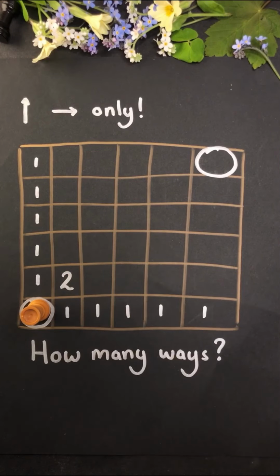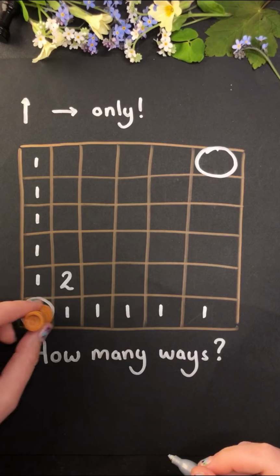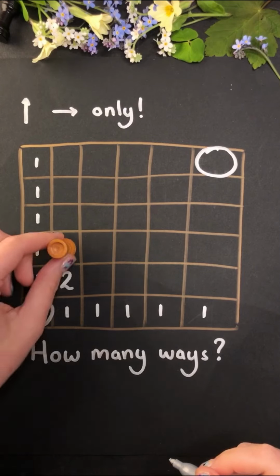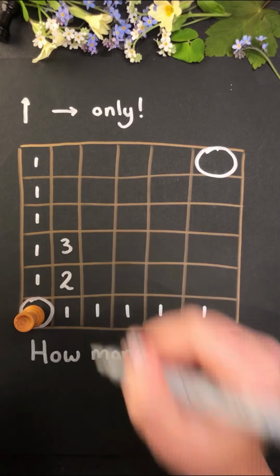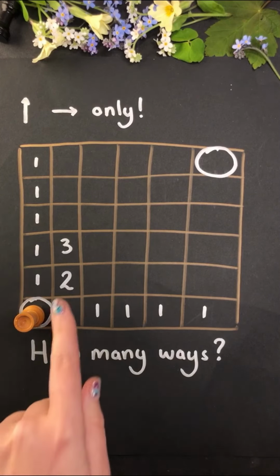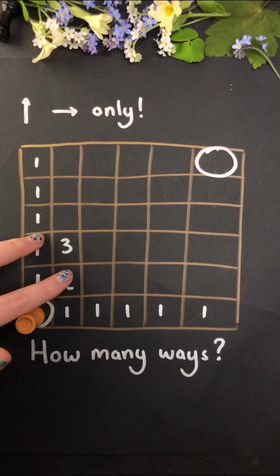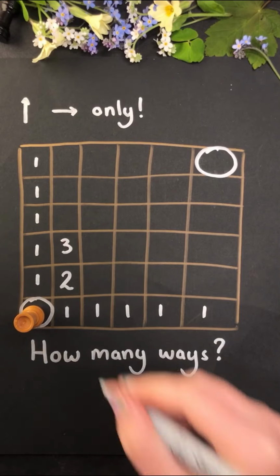So this square here, we've got up and across, or across and up, or the kind of doodly-doo, up, across, up again. So three ways altogether, which makes sense in a different way because you have to enter through this square or this square. And there's one way to get here, two ways to get here, so overall, three ways to get to this square.